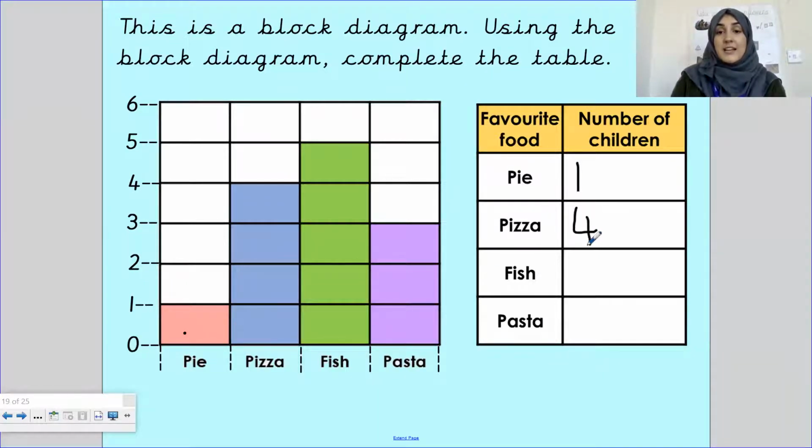Now, if I were to do a tally, I'll do tally marks in a minute as well. Tally marks, not a chart. Now, how many children like fish? That must be fish and chip day. Well done. 5. And lastly, how many children like pasta? Well done. 3. Now let's do my tally marks.